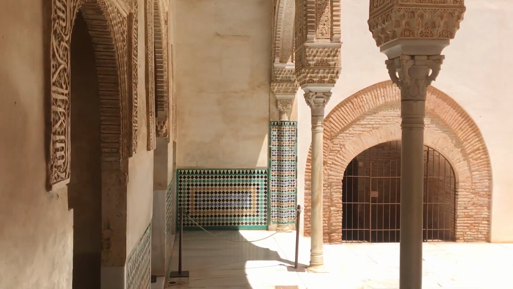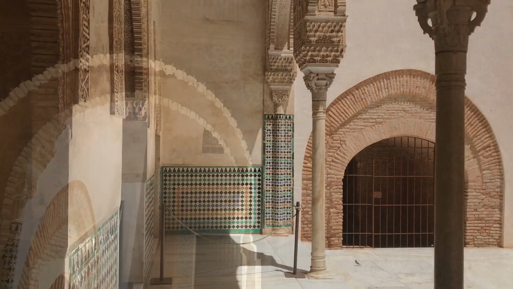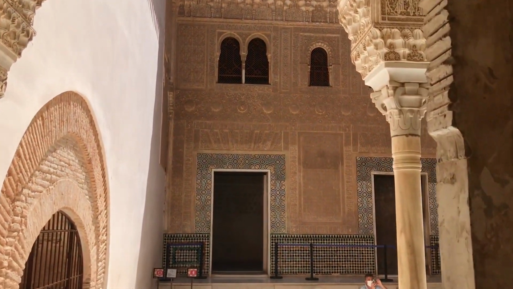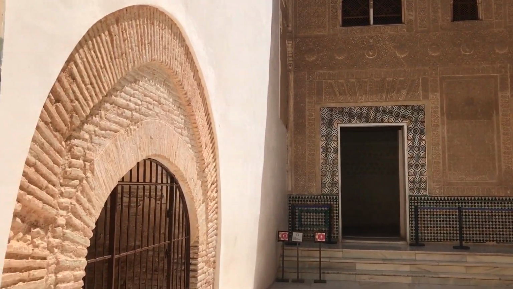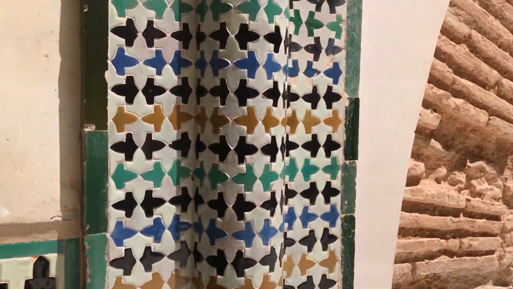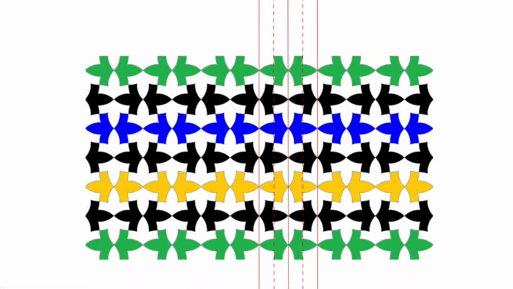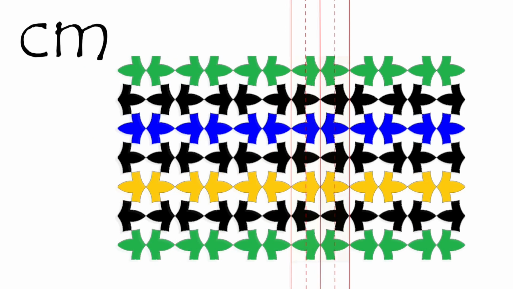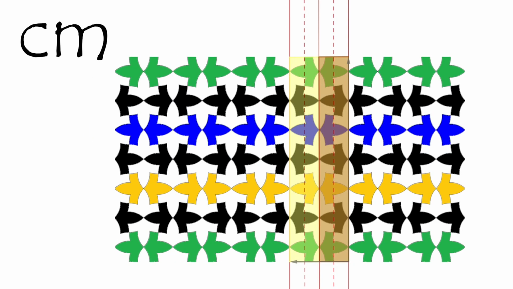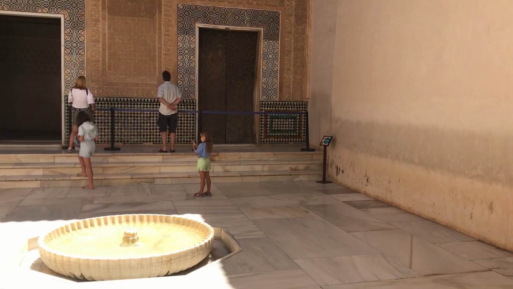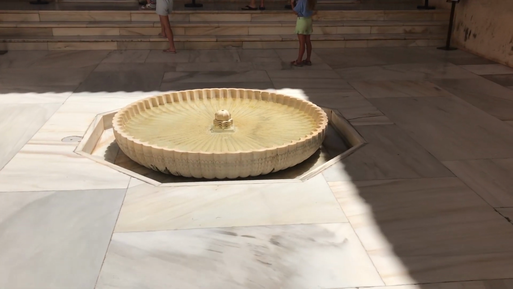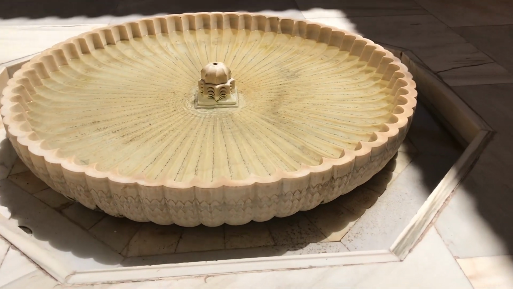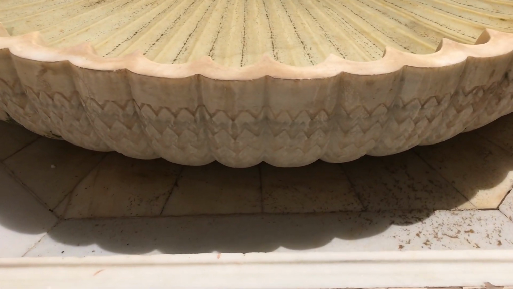We change rooms and move on to the golden room. The existing columns on both sides are decorated with tiles containing examples of the group CM. The axis of reflection and sliding reflections that define this crystallographic group are drawn in red, the former in a continuous line and the latter in a dashed line. In the center of the courtyard, the fountain bowl has a marble engraving that corresponds to the PMG crystallographic group. The symmetry axes are shown in red.